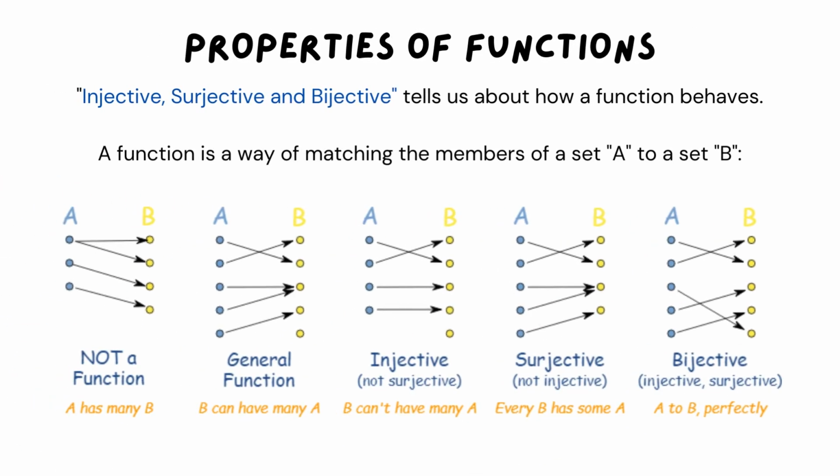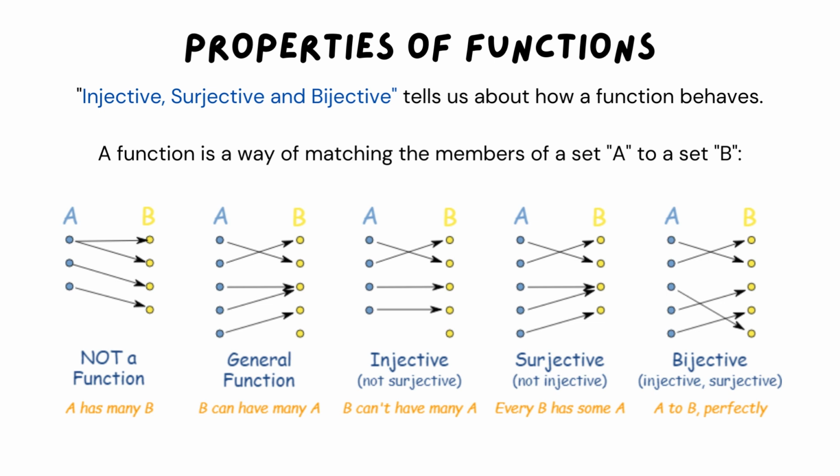Next is the properties of the function. The properties of a function include injective, surjective, and bijective. Basically, it tells how the function behaves. A function is a way of matching the members of set A to set B. The examples below exactly give the meaning of how injective, surjective, and bijective behave.